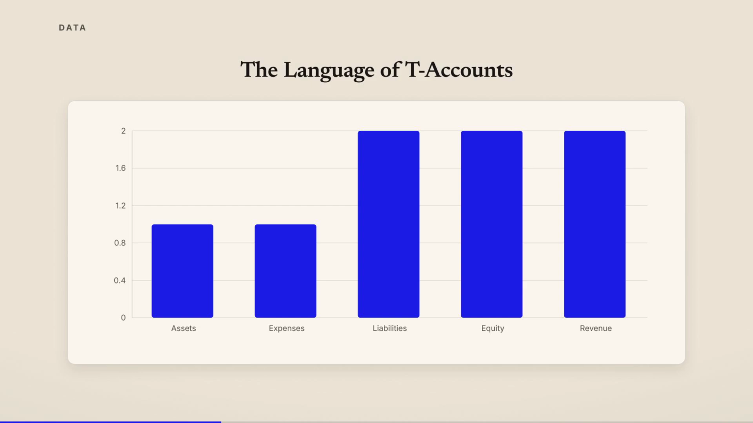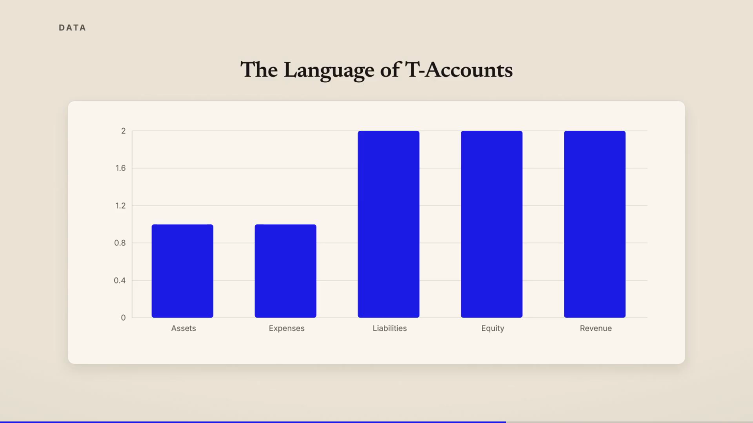For assets, a debit increases the balance and a credit decreases it. Expenses behave the same way. Debit increases expense, credit decreases it. For liabilities and equity, a credit increases the balance while a debit decreases it. Revenue is an equity increase, so revenue normally carries a credit balance. A useful memory is AE on the debit side. Assets and expenses increase with debits.